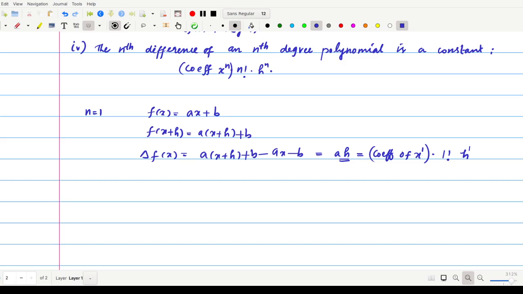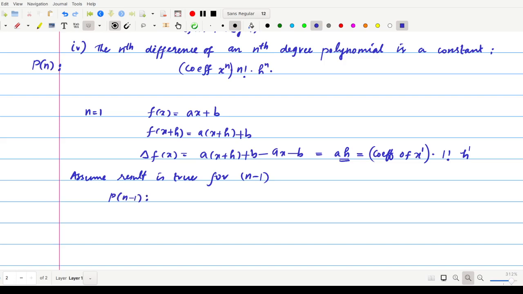Now we use induction on n. We assume that the result is true for every integer less than n, so we assume the result is true for n minus 1. What is the result here? That means if we call this statement p of n, then what is p of n minus 1?